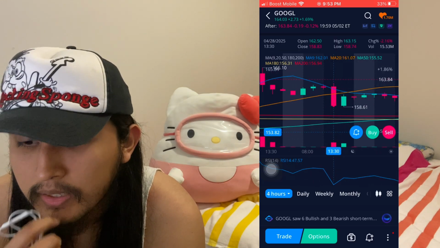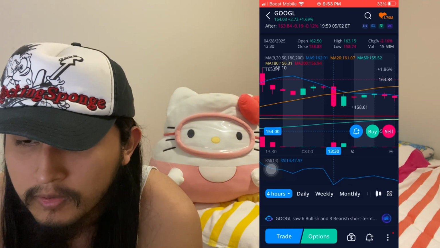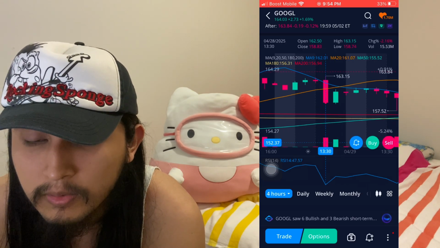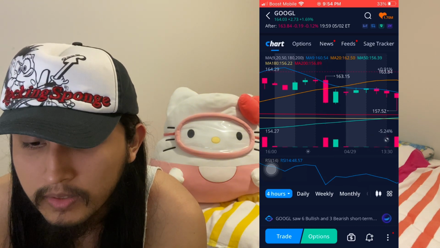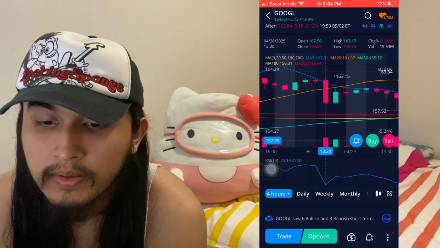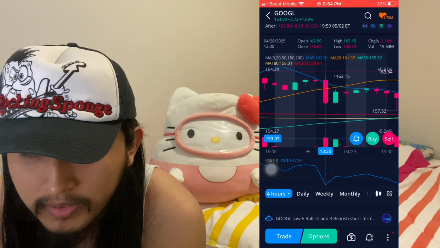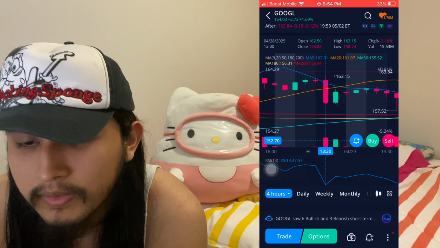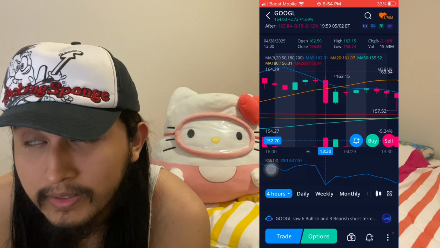On the 4-hour time chart, I looked at the long-term trend of Google. I was like, okay, where is Google heading? Is it in a downtrend or an uptrend? On the 13:30 candle on the 4-hour chart, Google tried breaking above the 9-day moving average but got completely rejected. It tried to hold itself on the 20-day moving average, failed, and then went below it.